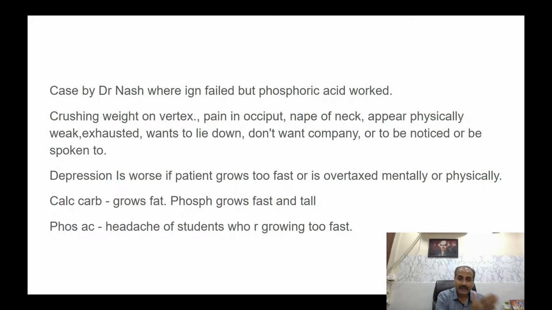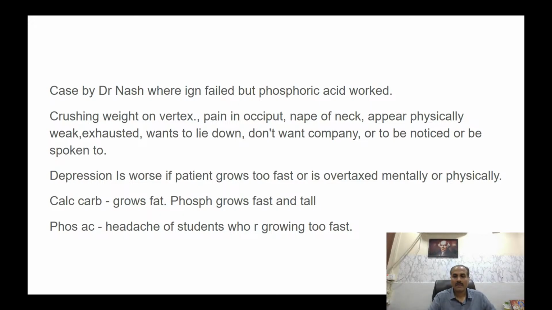So you will see that calcarea carb will grow fat horizontally, whereas phosphorus will grow tall. So all the remedies that have phosphorus as an element in their compounds, wherever you need to prescribe phosphorus, you will see that these patients have grown far faster than their age. And calcarea or the carbon compound usually grows horizontally or they become fat. And he recommends phosphoric acid for headache of students who are growing too fast.